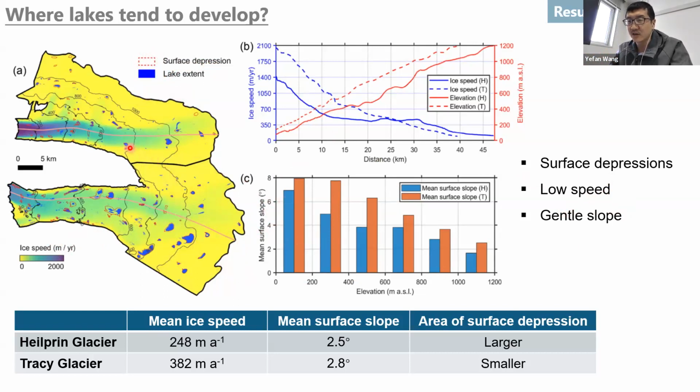because we can see these ice speeds decrease with the glacier on the inland directions, as well as the mean surface slope. Also, for these two glaciers, the Heilprin glaciers have a slower ice speed, gentler surface slope and larger surface depressions. So I think this is one reason why the lakes are developed more on the Heilprin glaciers.